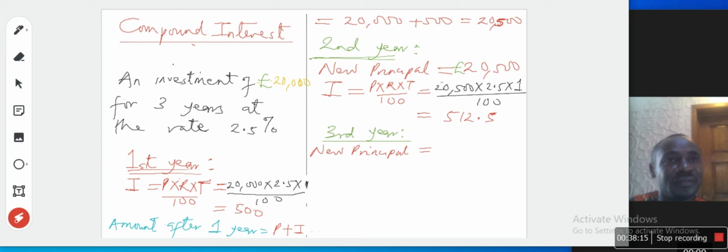Adding it now. Adding what to what? 512.5 plus 20,500, the initial amount, for that second year. So the new principal will be 20,500 plus 512.5, according to what you gave me. So that would be what? Please read it out.